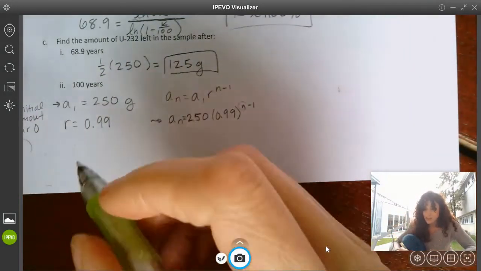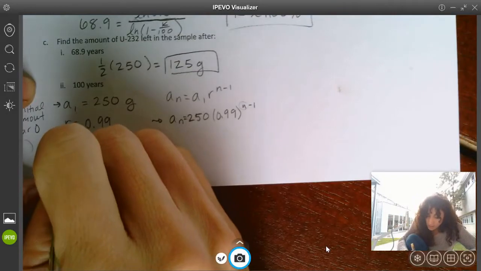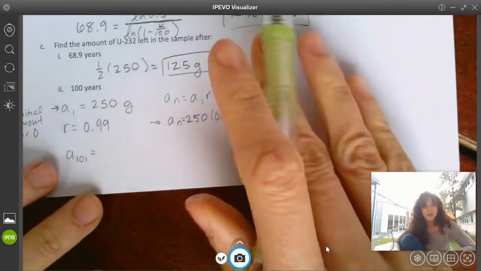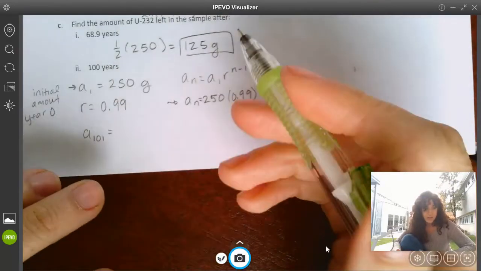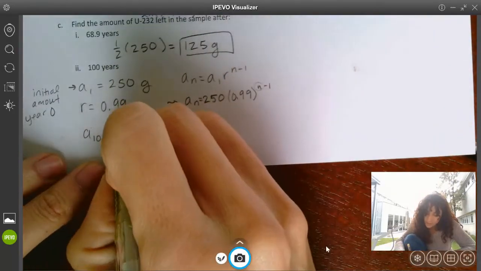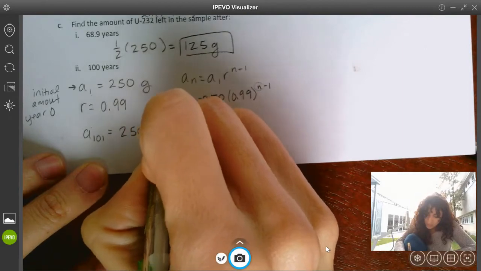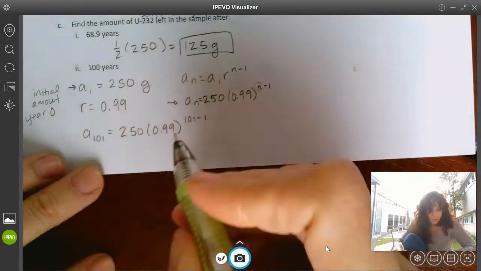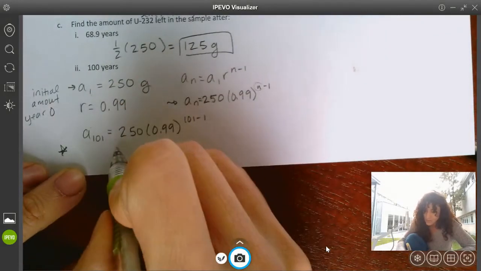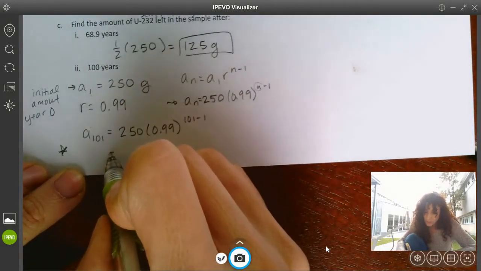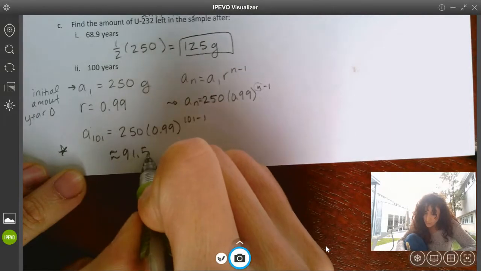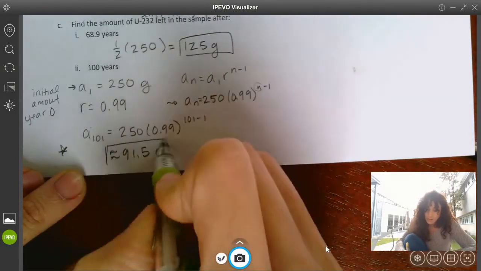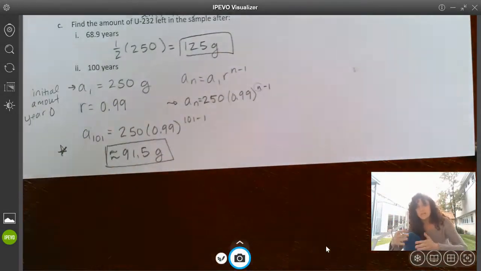And now that we've talked about this, we are not finding A sub 100, we're finding A sub 101, because 100 years after 1 would be 101. Okay, so then that's 250 times 0.99 to 101 minus 1. Go ahead and tell me what that is. When you plug that into your calculator, you get 91.5, 3 sig figs, grams, which is how much is left. So it's decayed some more.